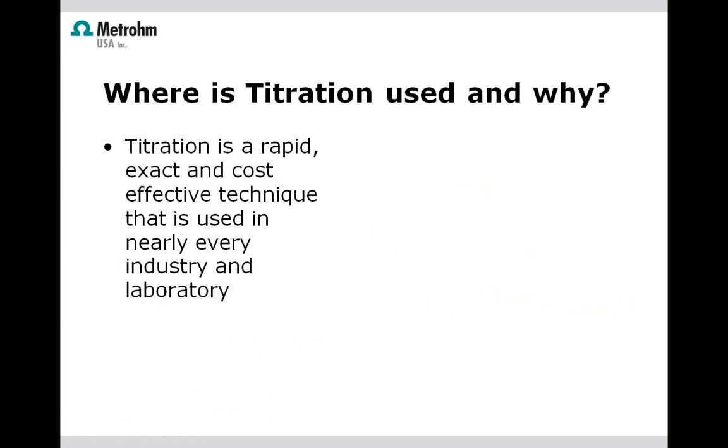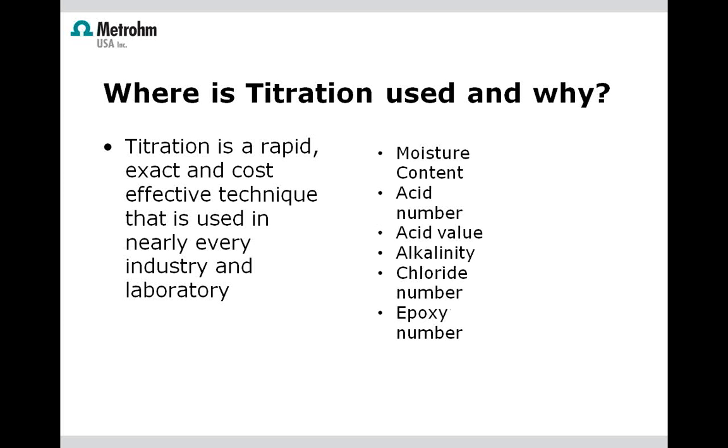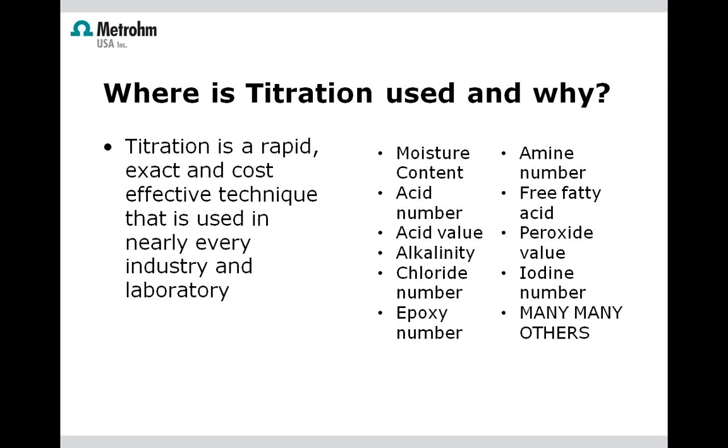And where is titration typically used and why? Well, titration is used because it's a rapid, exact, and cost-effective technique, and it's really used in nearly every industry and laboratory. It's one of the first things you learn in high school as you're learning about chemistry and how to analyze things, and it's continued to be used throughout industry thousands of times every day. Some of the things we'd like to test are moisture content, acid number, acid value, alkalinity, chloride number, epoxy number, amine number, free fatty acid, peroxide value, iodine value, and there are many, many others.